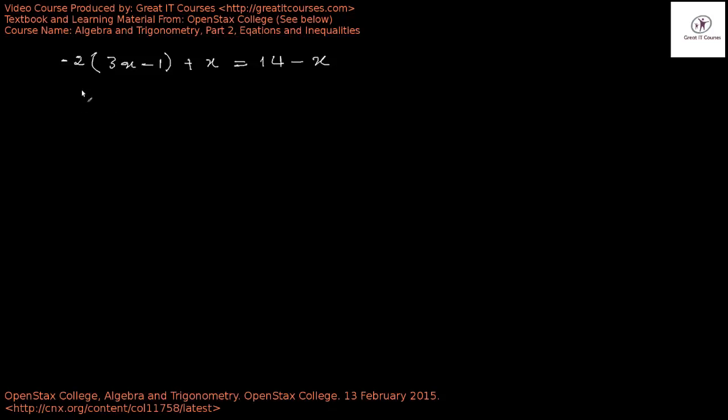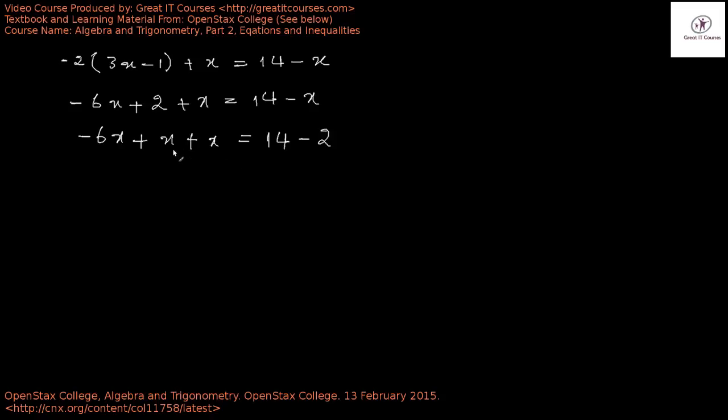So distributive property: minus 2 into 3x is minus 6x, minus 2 into minus 1 is plus 2, plus x is equal to 14 minus x. You basically need to take all the x's to one side and all the constants to the other side. So minus 6x plus x, this minus x comes to the other side, becomes plus x, and then you have this 2 over here, and so you write this as 14 minus 2.